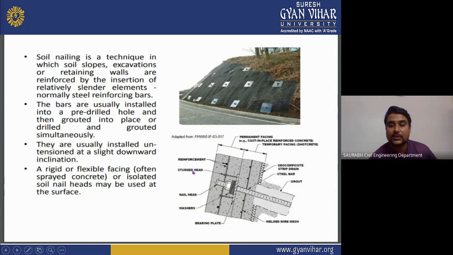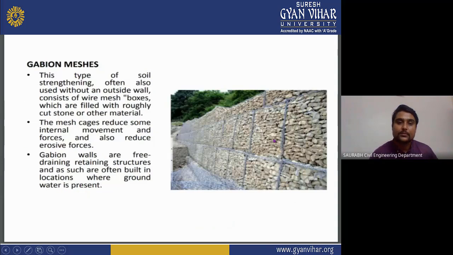As you can see here, there is reinforcement. This is your stud head, and this is your nail head, which is installed in the wall of the earth. As you can see, this is the washer and this is your bearing plate and this is your geocomposite strip drain and this is your steel bar or this is your grouting. You have to do grouting also and you have to use the steel plate like this, and it will retain the soil which intends to come onto the road.